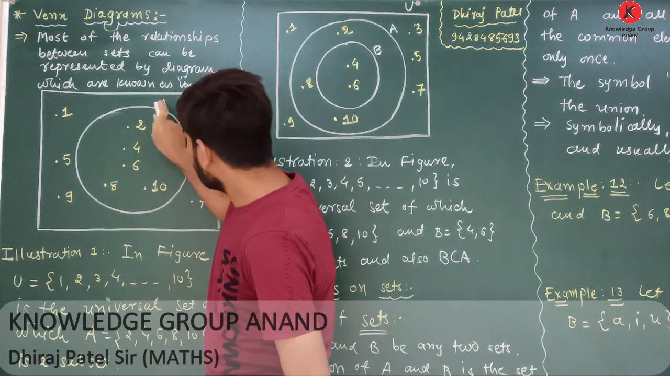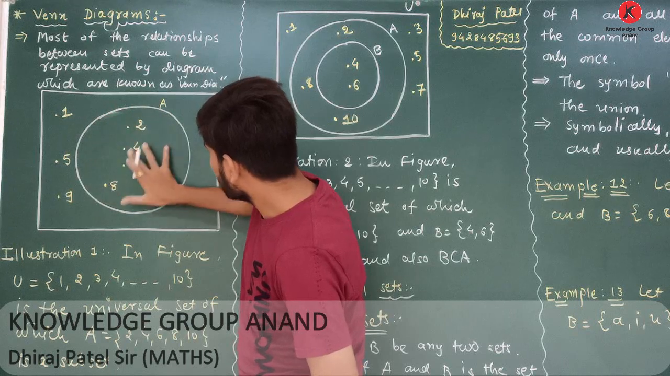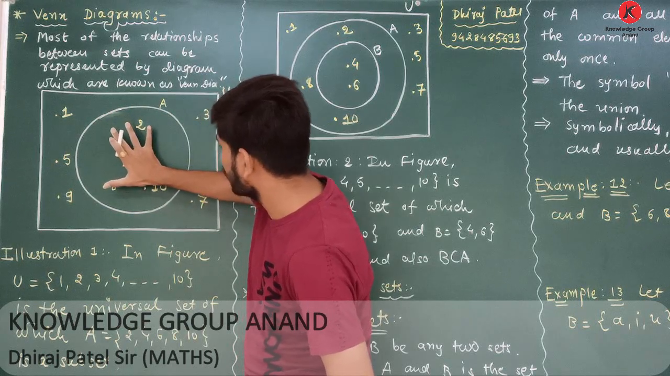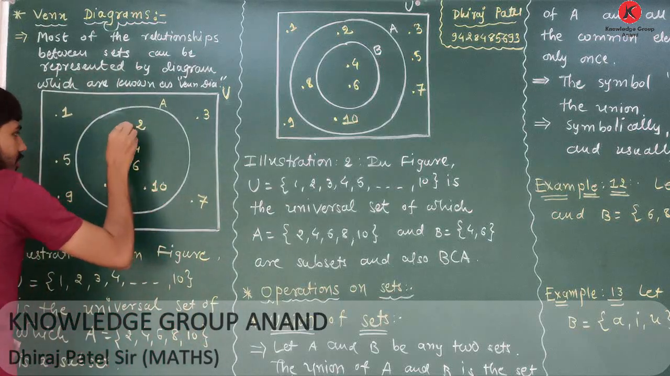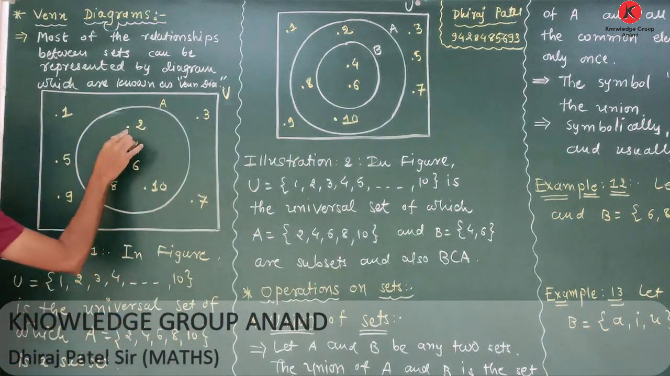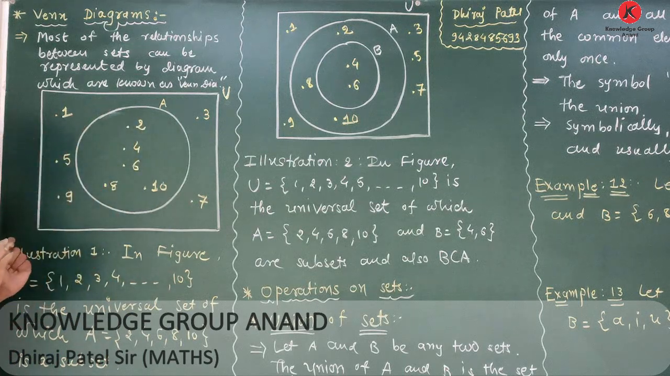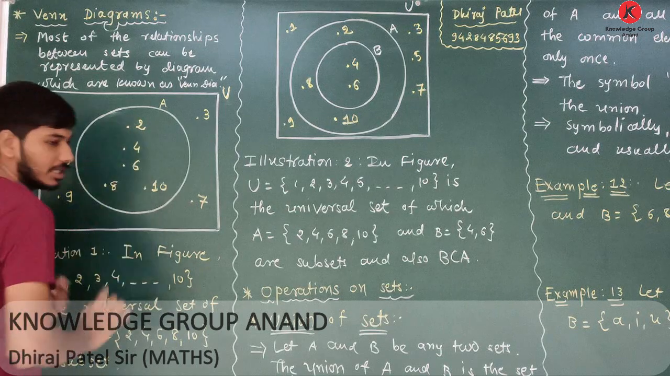So set A means this portion. Set A has this portion, and this point denotes the element. This point is used to denote the element. And which one is the element? Here 2 is the element.